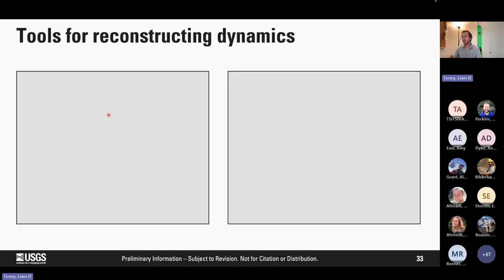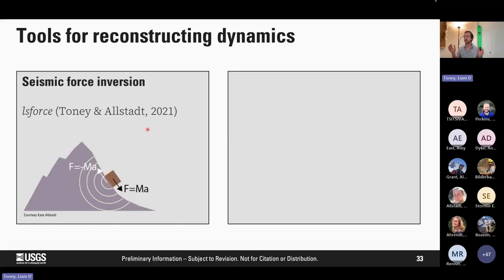So armed with additional information about the volume and about the deposit morphology, we wanted to understand the dynamics of the failure. We wanted to reconstruct what happened. And we had two tools at our disposal to do this. One of them I've already mentioned: the seismic force inversion. This uses a code called Ellis force that we've developed, and we use long period seismic waveforms to invert for the time series of forces that the landslide exerts on the Earth. And this is the center of mass of the landslide.